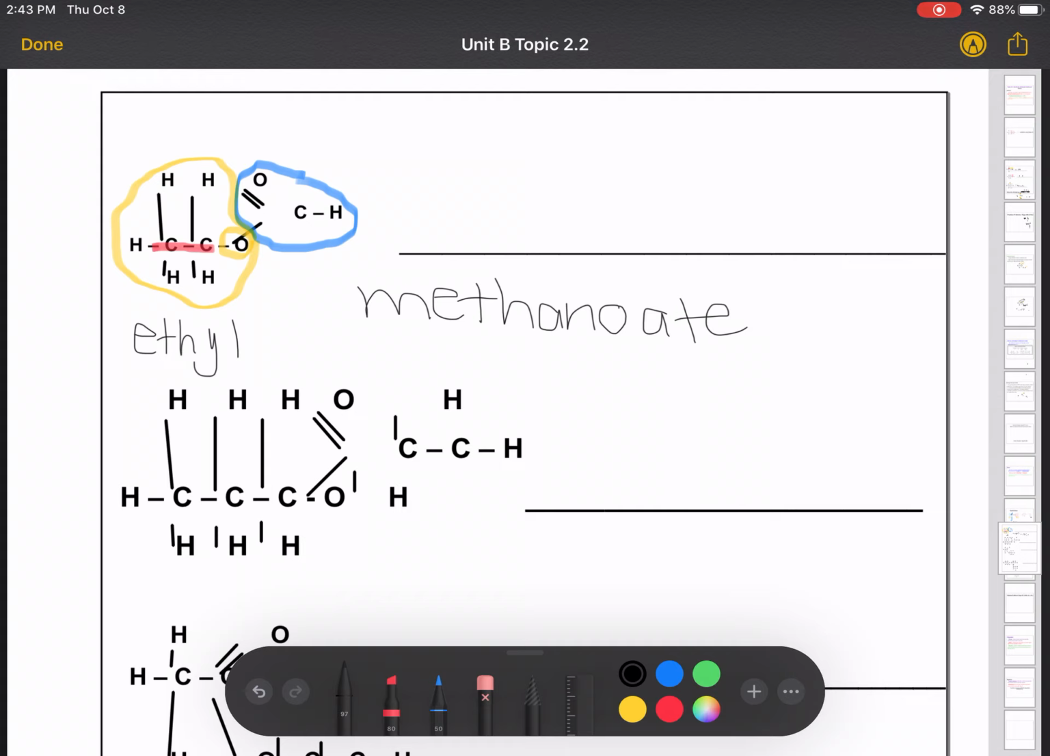Now to name that all together, we need to say basically the branch first and then the methanoate. So we've got ethyl methanoate.